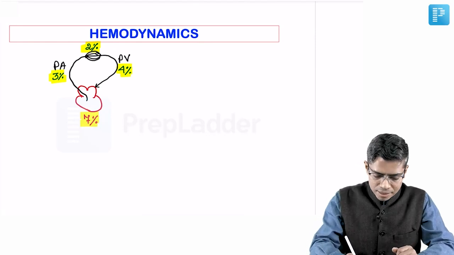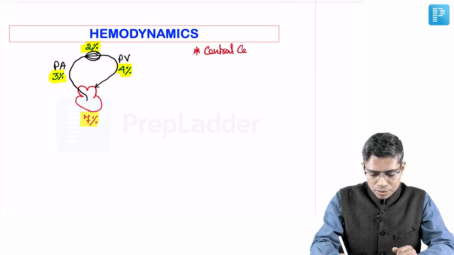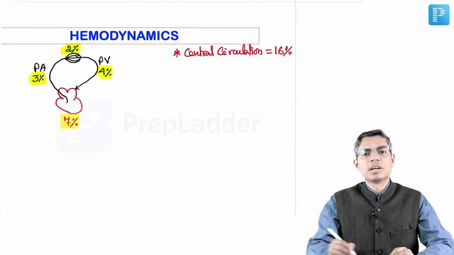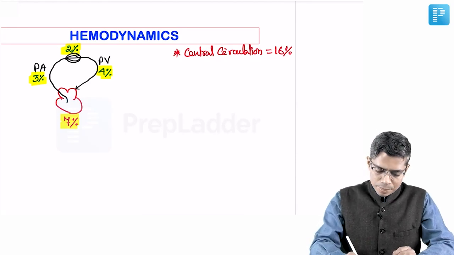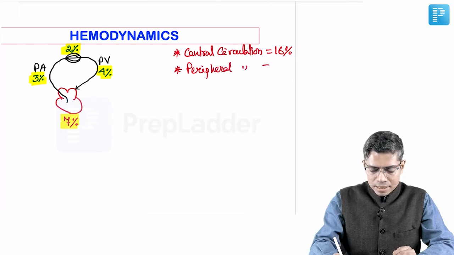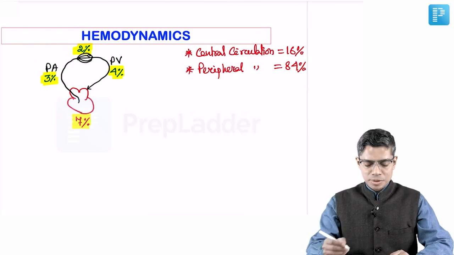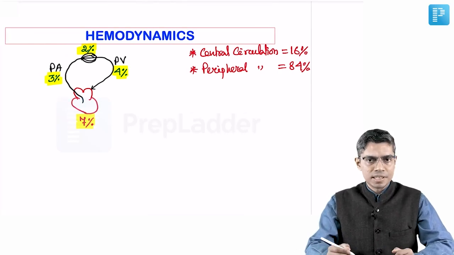So I can say that the central circulation contains how much percentage of blood? Only 16% of total blood volume. So for the remaining blood volume, I can easily understand that the peripheral circulation contains 84% of blood volume. So how is this 84% blood volume distributed in different parts of vessels, right?